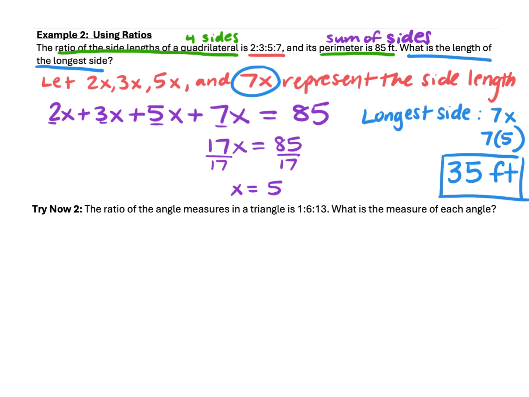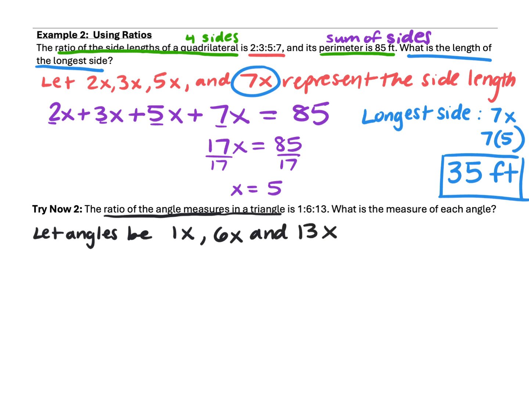For the try now, this one's a little bit different, so I am going to talk you through this one. If you want to pause and try it first, you may do that. This time, though, instead of perimeter, we're going to look at the ratio of the angle measures in a triangle. And it is 1 to 6 to 13. So I'm going to, again, let the angles be 1x, 6x, and 13x. And we want to know what's the measure of each angle.